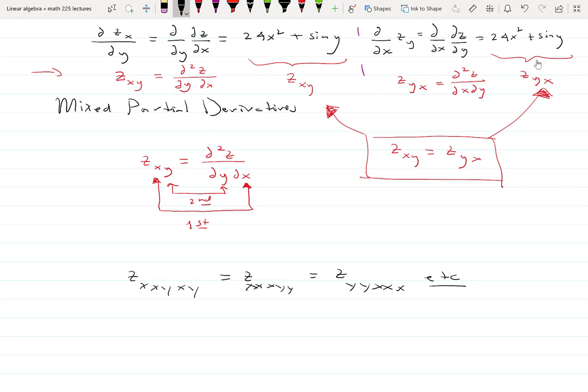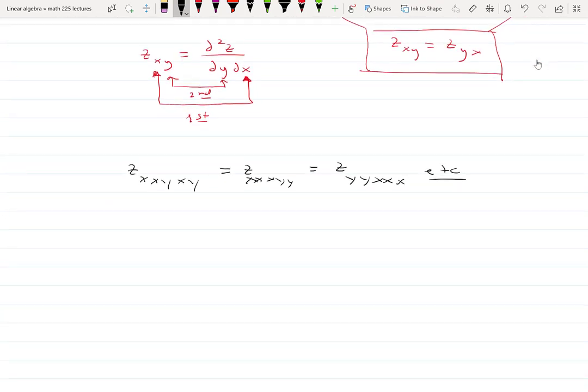Okay. So how would we write z_xxyxy using the partial notation? What's the order of derivative? I'm just making this up as I go along. Well, I'm not making up the rules. I've made up the problem. I'm making up the rules as I go along, that would not be good. 1, 2, 3, 4. This is the fifth derivative of z.